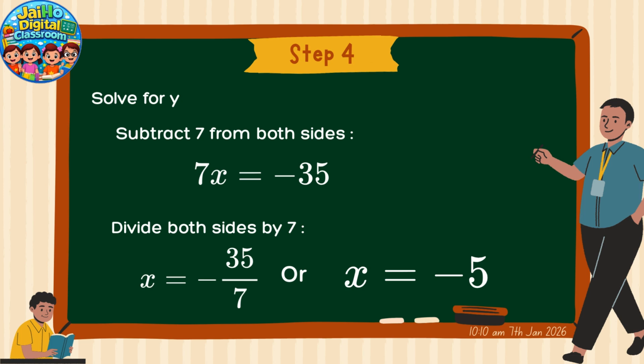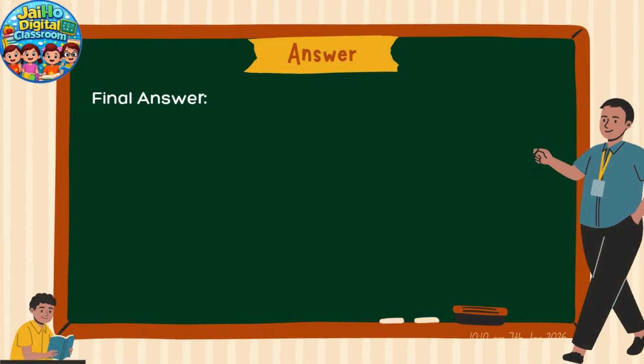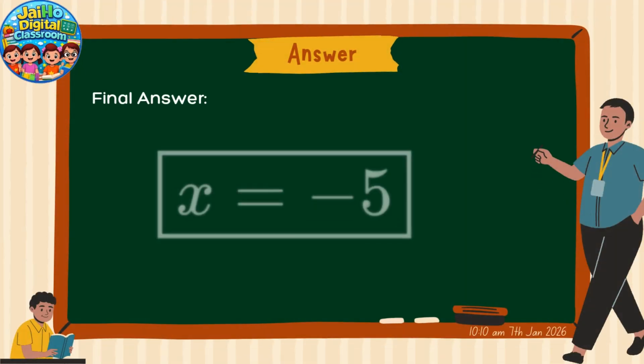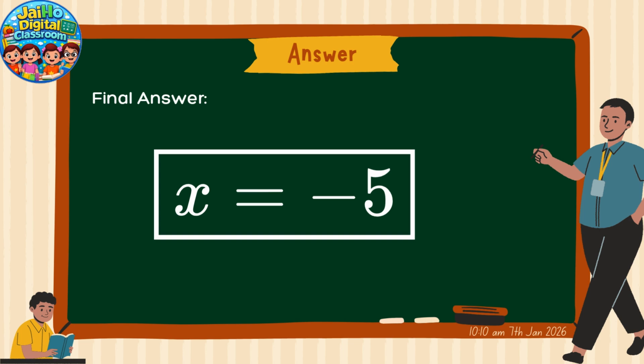Finally, divide both sides by 7. The value of x is minus 5. Final answer, the value of x is minus 5.